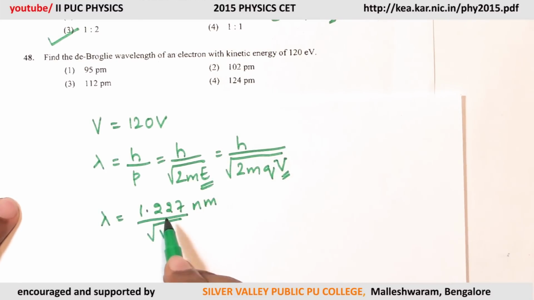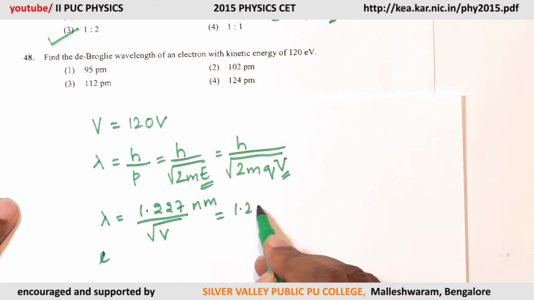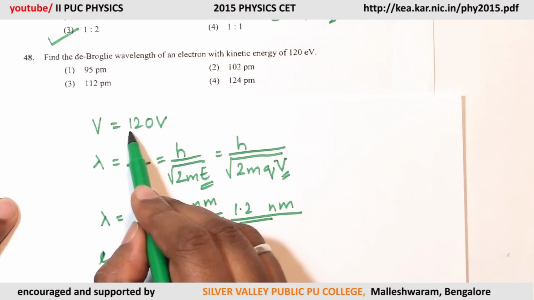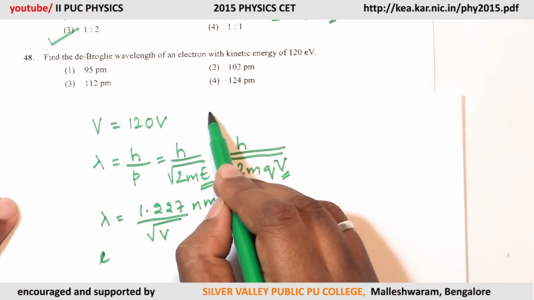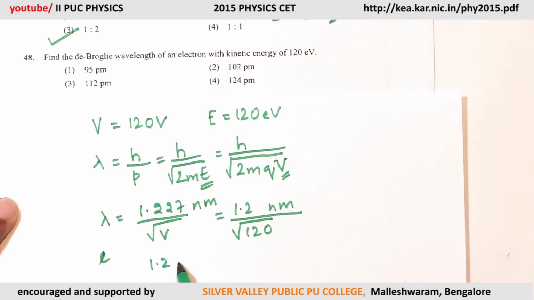So we can use this. This is true only for electron. Okay, please understand, this is only for electron. Equal to 1.2 nanometer approximately by root of applied potential, which is 120 to get kinetic energy 120 eV. Okay, so this is 120. If it is 121, then square root of 121 is 11. So very close to 11. So it is 1.2 nanometer by 11, equal to 0.12 approximately nanometer.